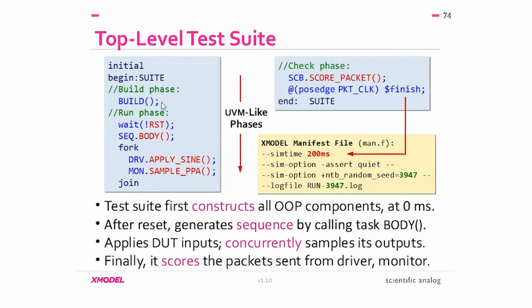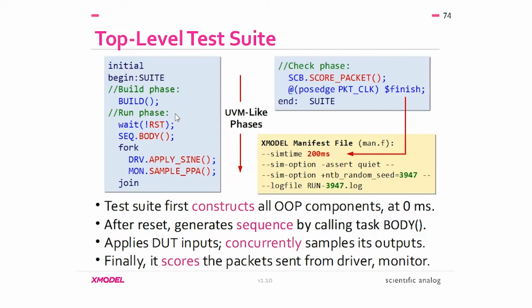Starting at 0 simulation time, we run the build task. It's not shown here, but it simply calls the new constructor for all of our objects, remembering, for the case of the monitor or driver, to include as an argument the name of the corresponding interface bus, which connects to those objects using a virtual abstraction. Once that's done, all the components are in place. We're ready to advance time.